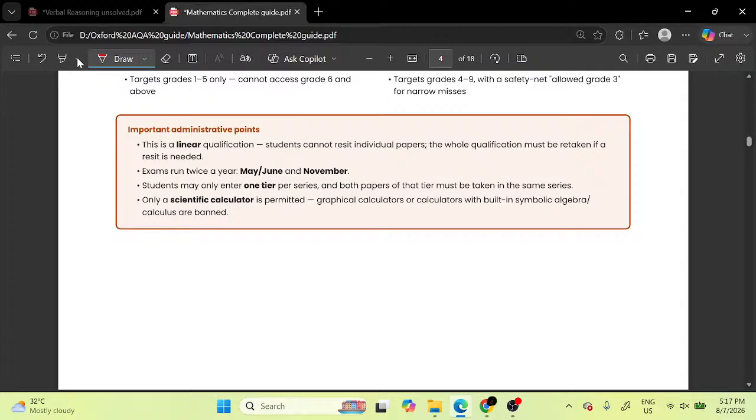Only a scientific calculator is permitted, only the simple scientific calculator. You are not allowed to use a graphical calculator or a calculator with built-in symbolic algebra or calculus. These calculators are banned. Only scientific calculators are allowed.